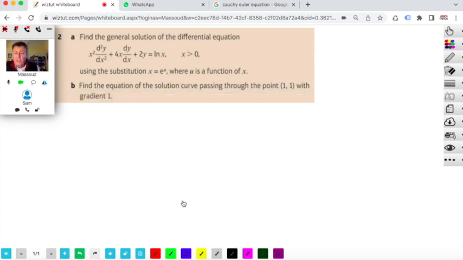So the suggestion here is to use a substitution of x equal to e to the power of u. We're going to use this substitution to change this differential equation into one that has no variable coefficients, one that we know how to deal with.